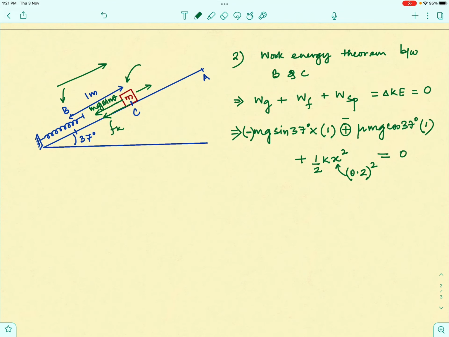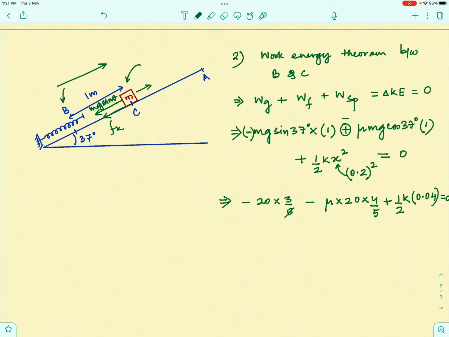Now we can simplify this equation, once again substituting the values. So it will be minus 20 into sine 37, which is 3 by 5, times 1, which will go minus mu into mg, which is 20, and cos 37, which is now 4 by 5, plus half k into 0.2 squared, which is 0.04. This term is equal to 0. Simplify it further to get the second equation, which will be like this.